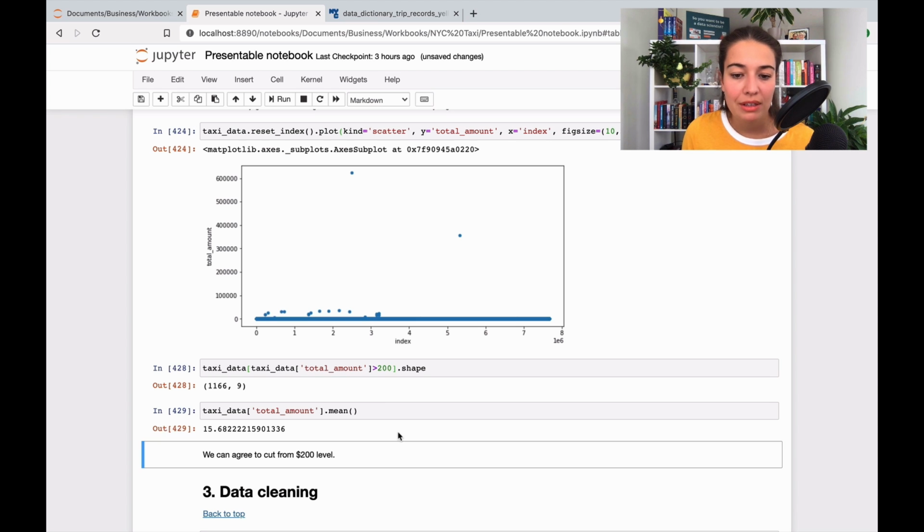So I will be cleaning it from that point and I'll show you how I do that in the next video. But before we do that, I would really encourage you to go ahead and try to do the cleaning yourself. And then you can watch the video about the data cleaning part, and I'll show you how I approach it.